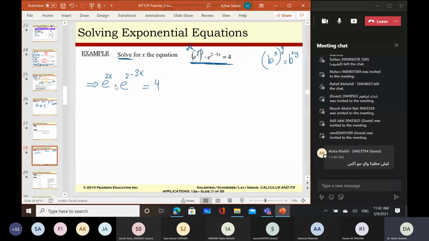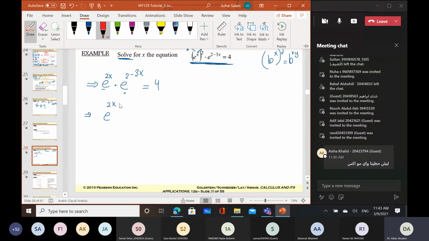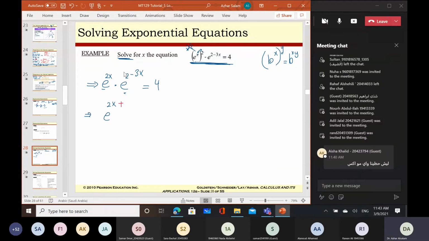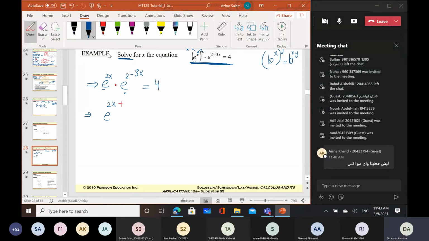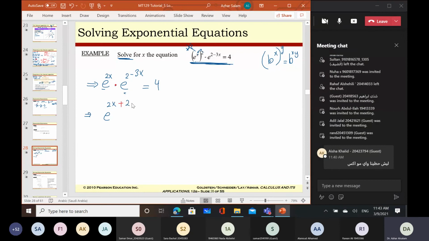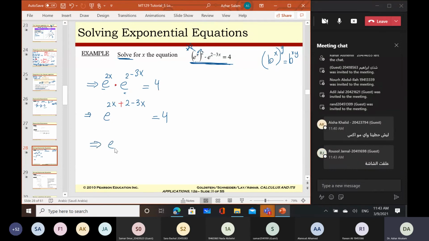Okay, now I have a multiplication with the same base. So I will take e to the power 2x plus, here plus, since I have here a multiplication. When the bases are equal in a multiplication, add the exponents. Plus 2 minus 3x equals 4.